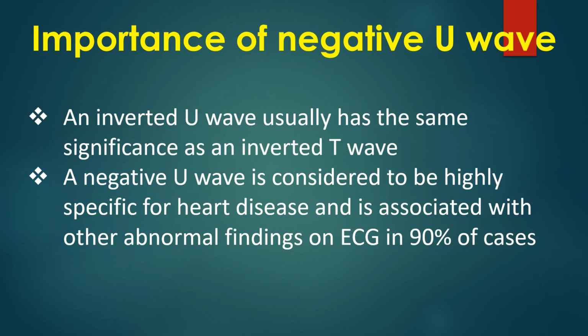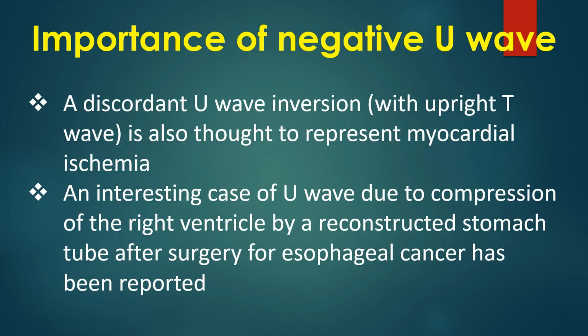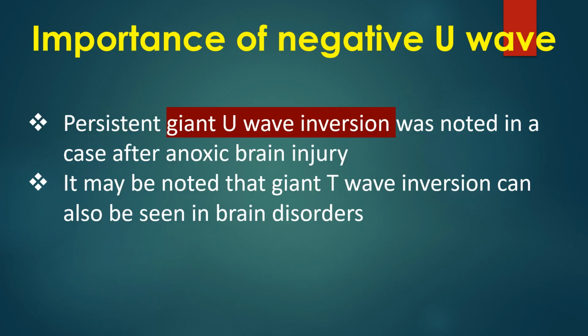An inverted U wave usually has the same significance as inverted T wave. A negative U wave is considered to be highly specific for heart disease and is associated with other abnormal findings on ECG in 90% of cases. Discordant U wave inversion with upright T is also thought to represent myocardial ischemia. An interesting case of U wave inversion due to compression of the right ventricle by a reconstructed stomach tube after surgery for esophageal cancer has been reported.